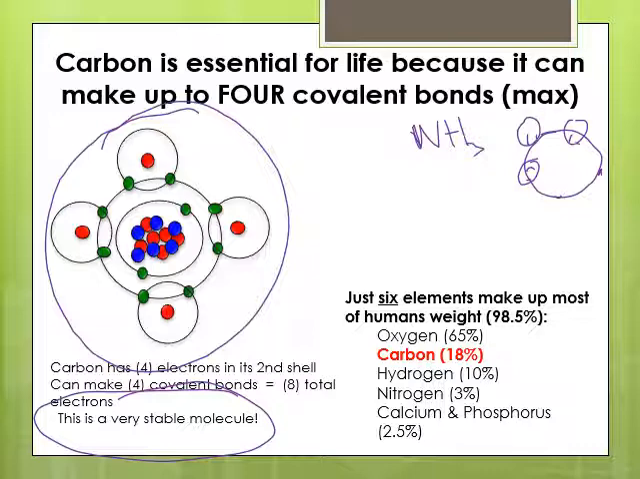Okay. There's only 6 elements that make up most of humans' weight, so a little under 99% of our weight. Oxygen is the biggest one, it's about 65%. Carbon is second at about 18%. Then we have hydrogen, nitrogen, calcium, and phosphorus, and there's a bunch of other stuff in really small amounts, but carbon and oxygen are the biggest ones, carbon being one of the main ones and why we refer to ourselves as carbon-based life forms.